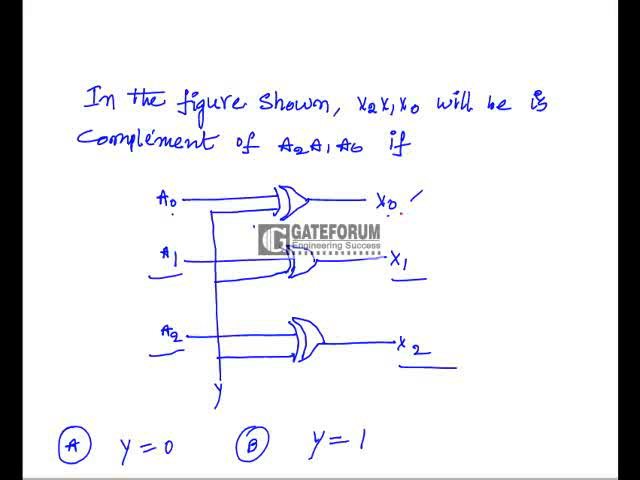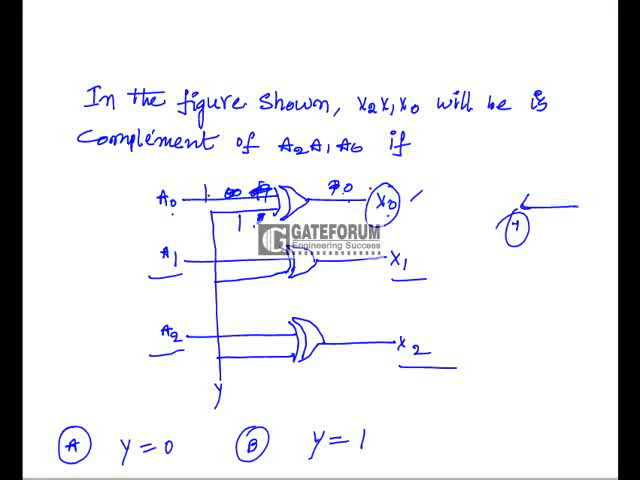Exclusive OR gate is an odd function. If one input is 0, the output depends on the other input: if it is 0, output will be 0, if it is 1, output will be 1. If one input is 1 for the exclusive OR gate, the output is the complement of the other input. If A0 value is 0, output will be 1. If A0 value is 1, output is 0. That is the functionality of the exclusive OR gate. That means if you maintain the second input as 1, the output is equal to the complement.